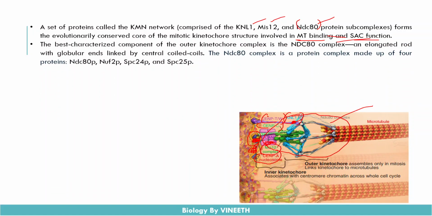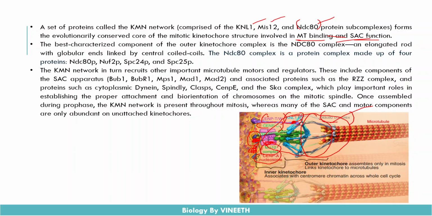The KMN network contains a lot of other protein complexes. The best characterized outer kinetochore complex is the Ndc80 complex, which links with the microtubule. This Ndc80 complex is an elongated rod with globular ends linked by central coiled coils. It is composed of Ndc80p, Nuf2p, Spc24p, and Spc25, which are all subproteins mainly present in this Ndc80 complex.